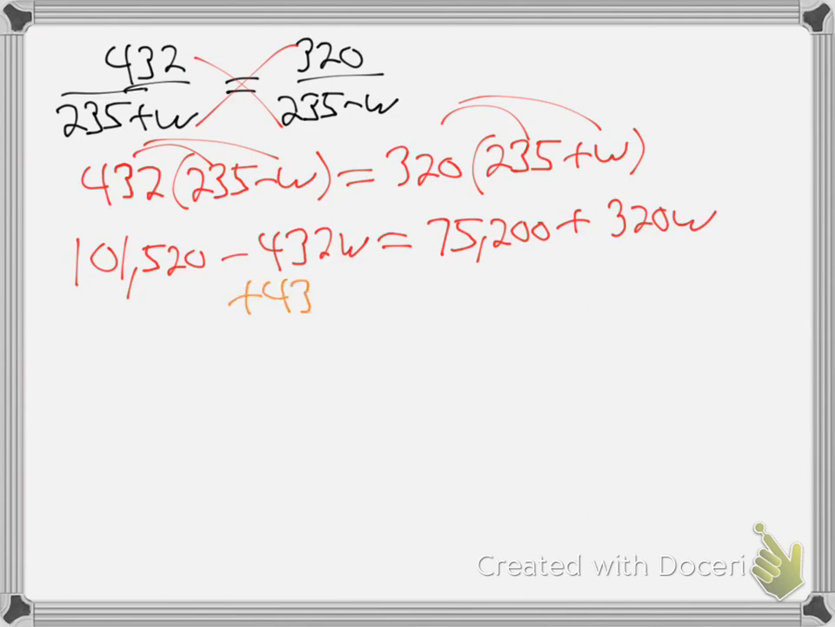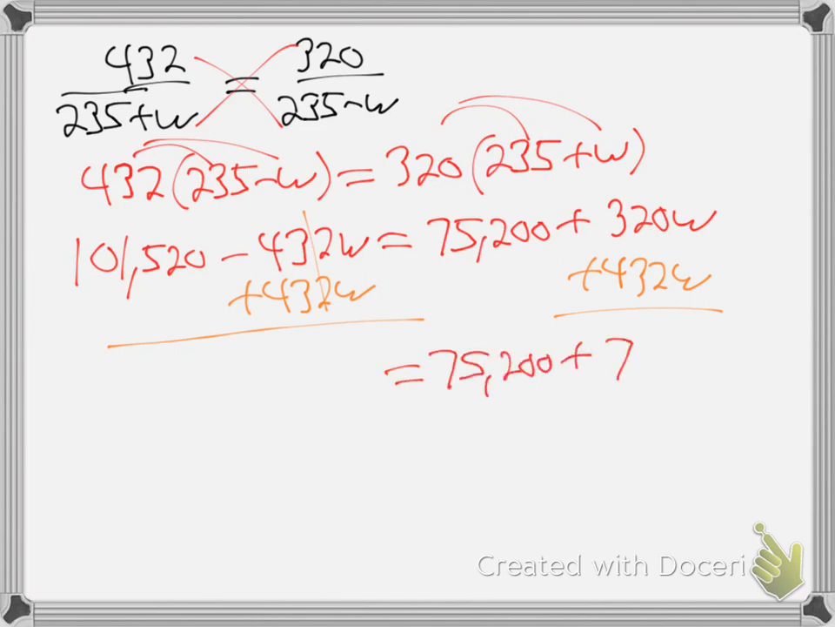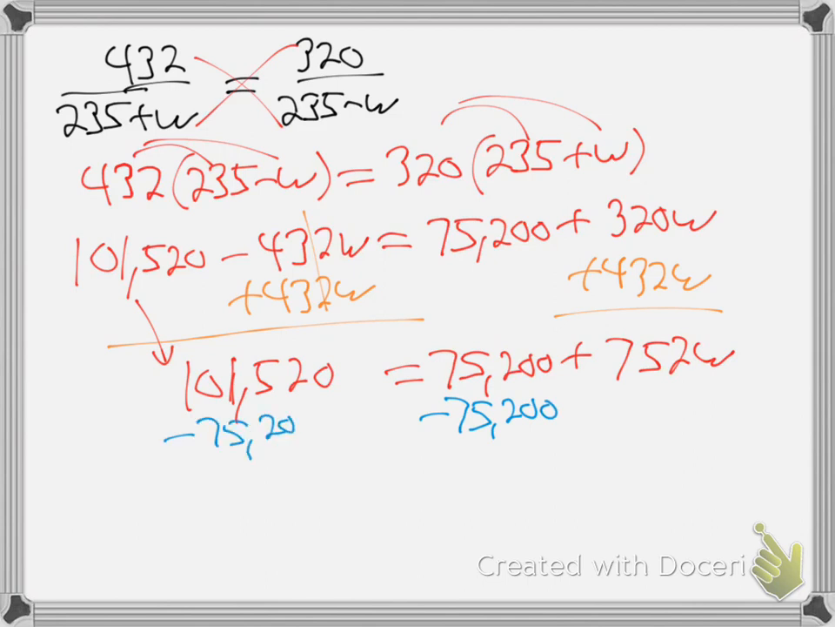I'm going to add the 432W to both sides, gonzo. And so what do I get? Add those up, what's that going to be? 752W. Bring that guy down. And we're getting close. So now subtract 75,200. This is a hard problem. So then we get 752W. Bring it down. Subtract those.